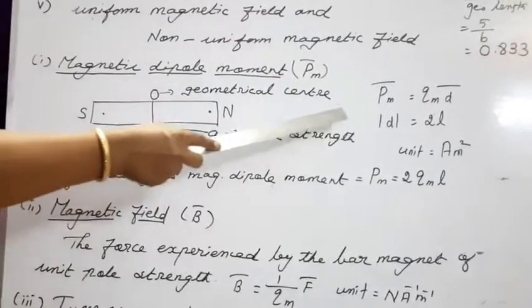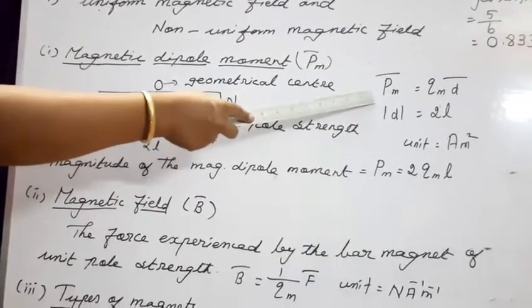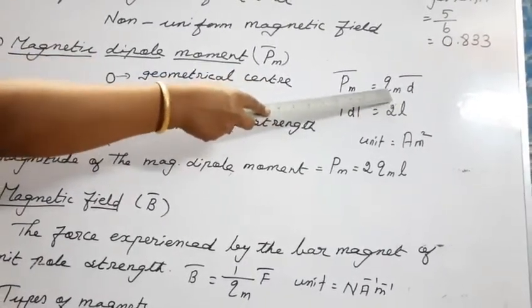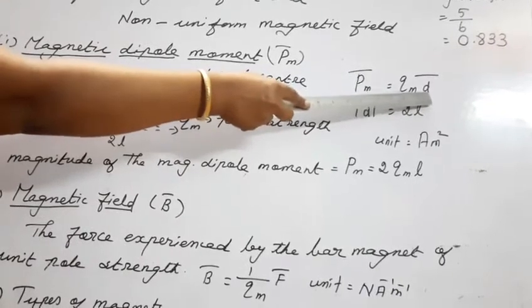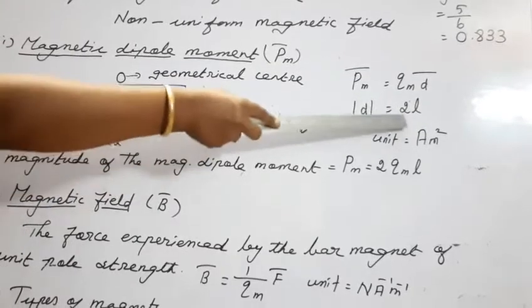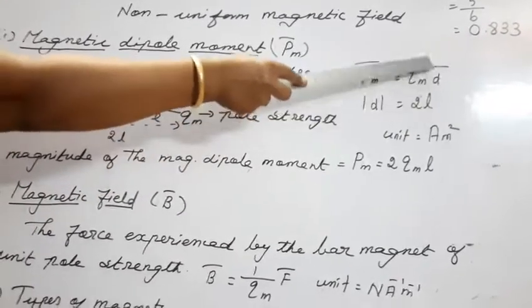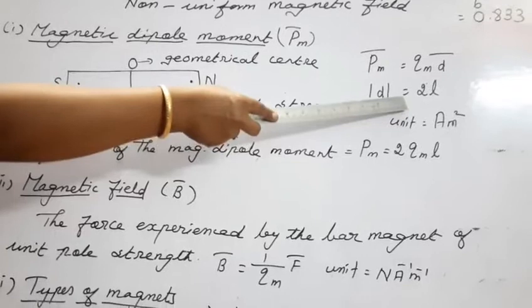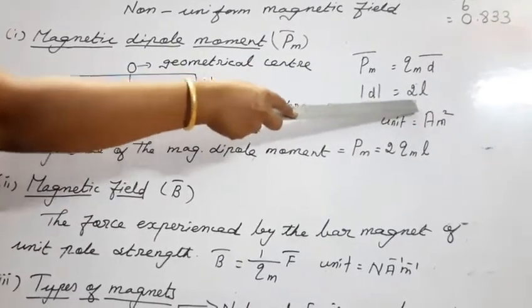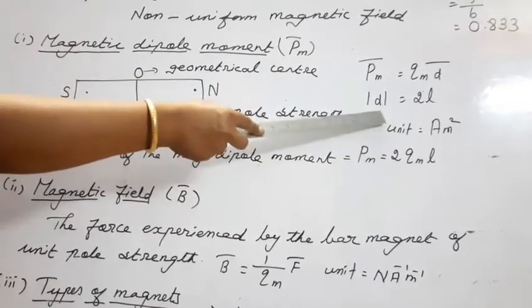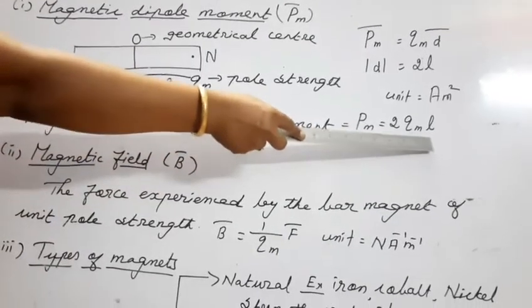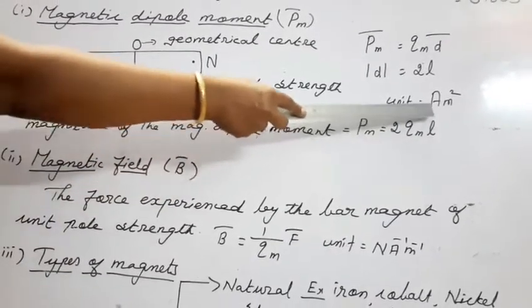Now, what is known as magnetic dipole moment? It is defined as the product of its pole strength Qm and magnetic length, that is d bar. So it is represented by Pm bar equal to Qm into d bar. The d bar is a vector, and the modulus of d bar is equal to 2L. The magnitude of magnetic dipole moment is Pm equal to 2Qm into L. The SI unit is Am square.